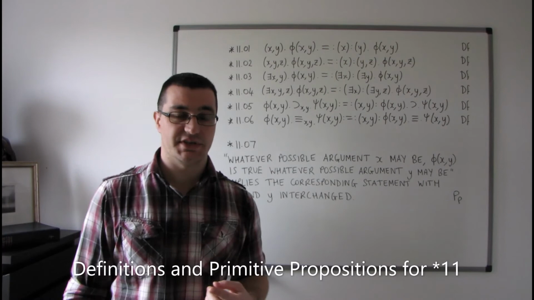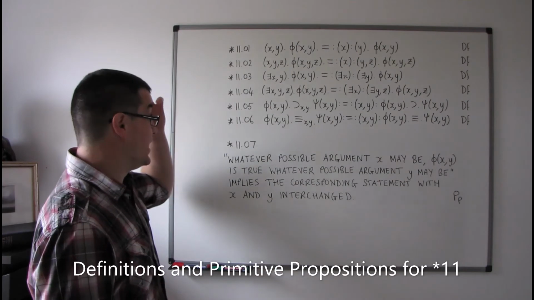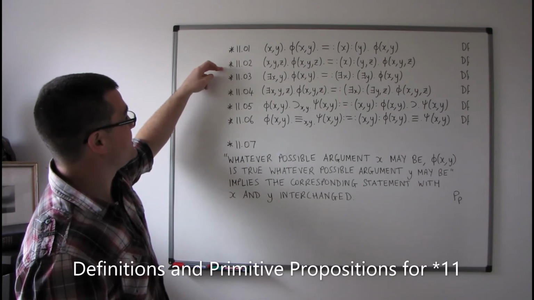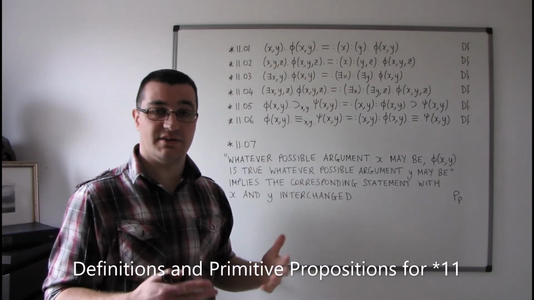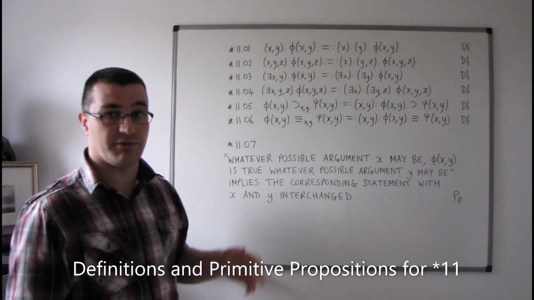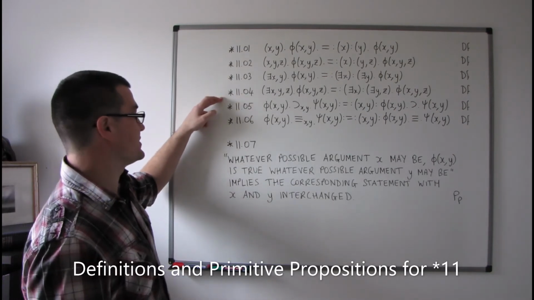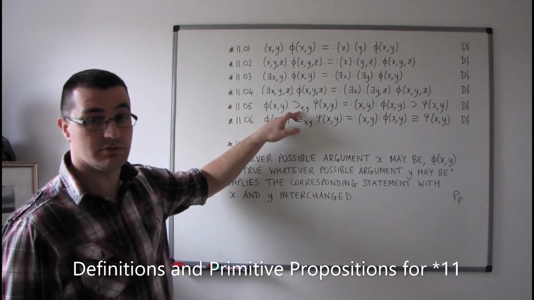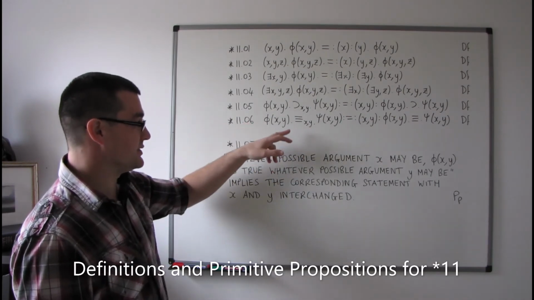We kick off with a few definitions really. There's only one new primitive proposition that we'll introduce in this particular section. We start off with a few definitions. 11.01 and 11.02 relate to the always, extending the idea of always to two apparent variables. 11.03, 11.04, the idea of sometimes to two and three apparent variables. 11.05 relates to formal implication as applied to two apparent variables. 11.06, formal equivalence as applied to two apparent variables.